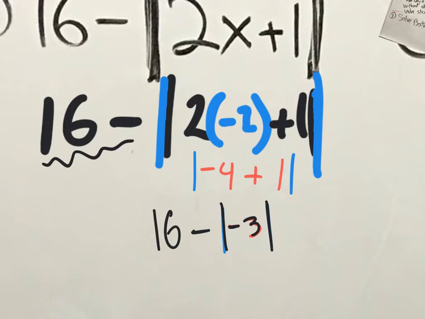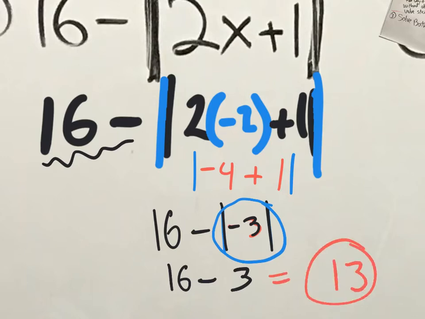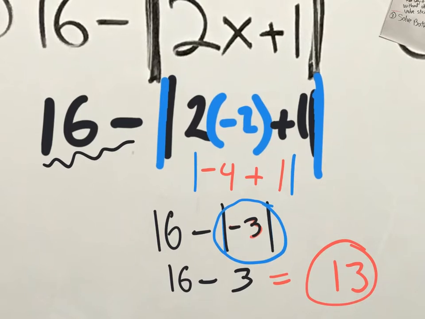Do not say minus changes to plus. That does not happen here. Again, if these guys were parentheses, then yeah, you would change it to plus, but they are not parentheses. Absolute values actually tell you to do something. They tell you to find the answer of the absolute value of -3. What's the answer to the absolute value of -3? 3. So you really have 16 minus 3. And 16 minus 3 is 13, and that's your final answer for number 1 on this class opener.